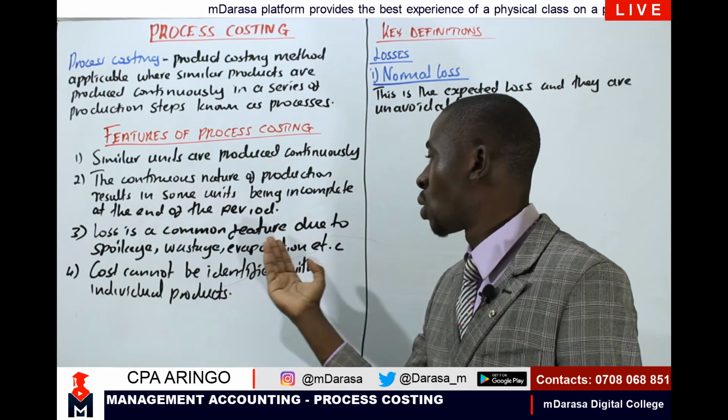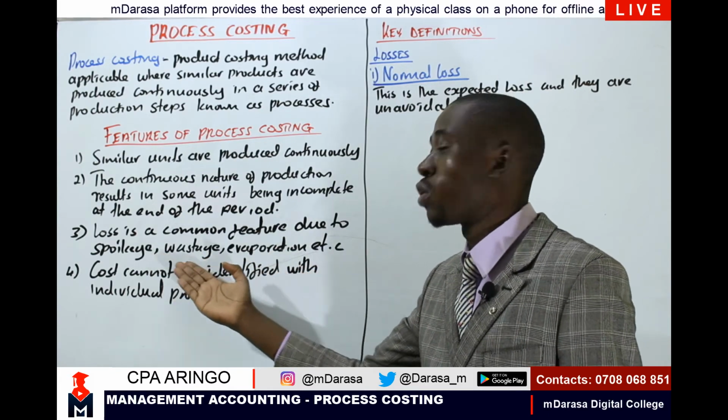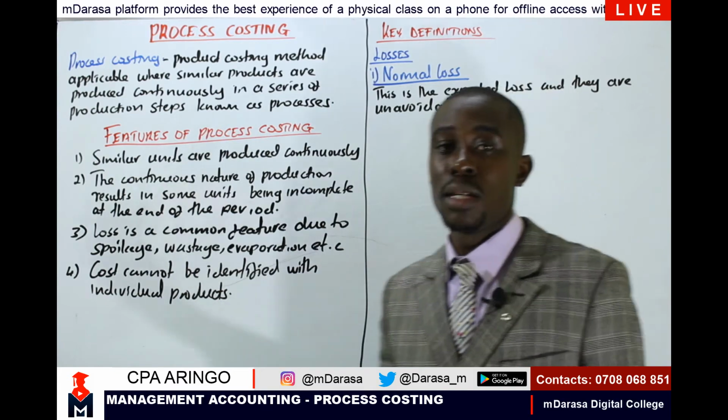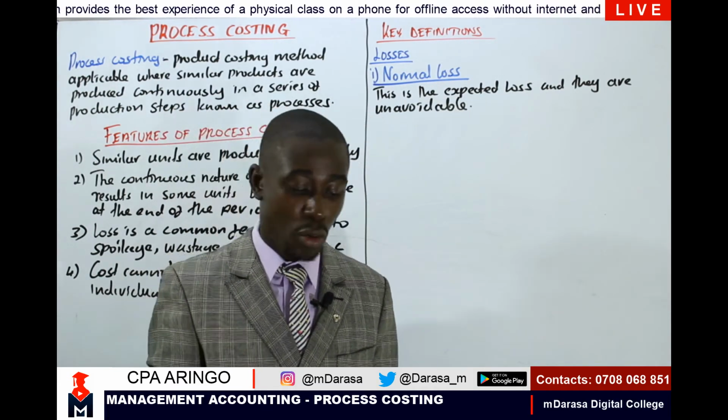Examples of such causes of losses are evaporation, spoilage, and wastage. At least you have a database for identifying the expected loss that you can have in our production.